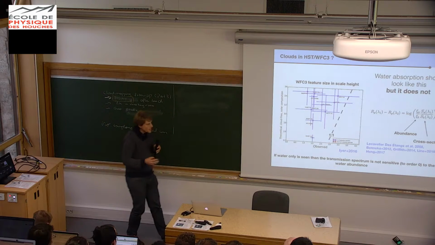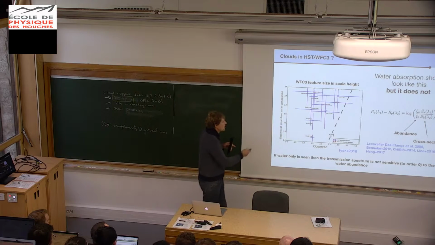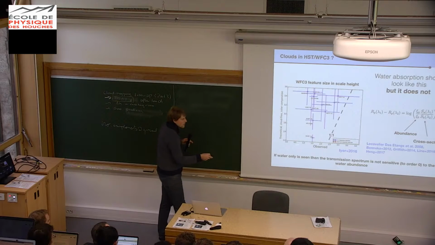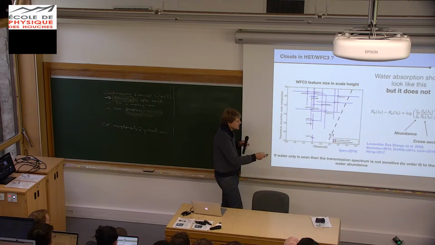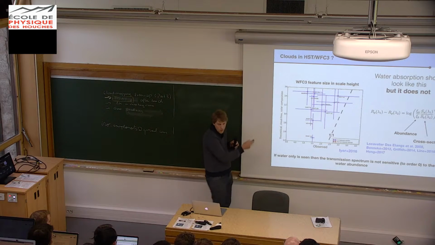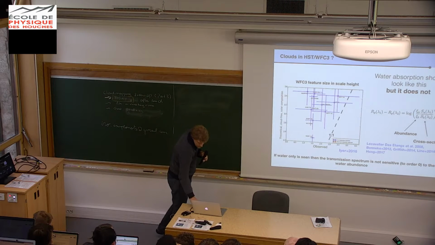And so it's not as big as it should be. This is a plot of the theoretical size of the water feature as a function of the observed size of the water feature for a bunch of hot Jupiters by year 2016. And that's the one-to-one line. And so you see that they're all systematically smaller. All hot Jupiters have a smaller than expected water feature.